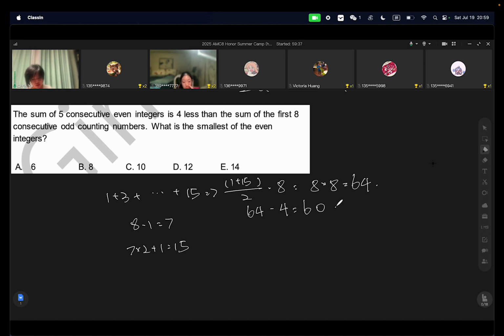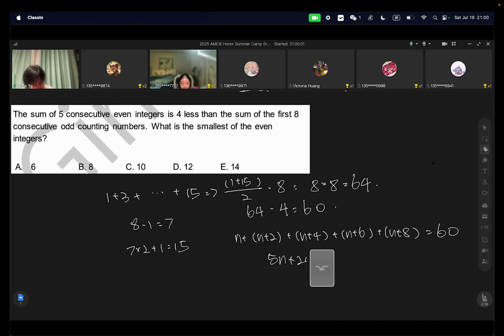But then let's say that the first number in the sequence is n. Then we have n plus n plus 2 plus n plus 4 plus n plus 6 and n plus 8 equals 60. By expanding the equation, we have 5n plus 24 equals 60. Wait, 5n plus 20, sorry. So 2 plus 4 plus 6 plus 8 is 20, equals 60. So therefore 5n equals 40 and n equals 8. And the first term of our even integer sequence is going to be 8.